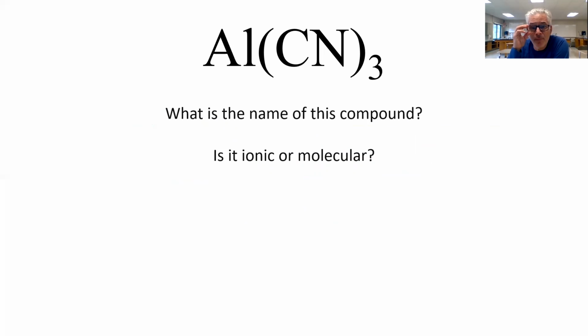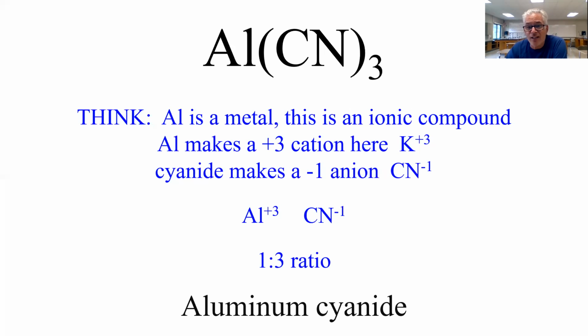Here is aluminum. Aluminum's a +3. Cyanide's a -1. So here we need 1 aluminum, and you got to triple up on the cyanides. But we don't use prefixes because it's ionic. Aluminum cyanide. That's all you got to say.